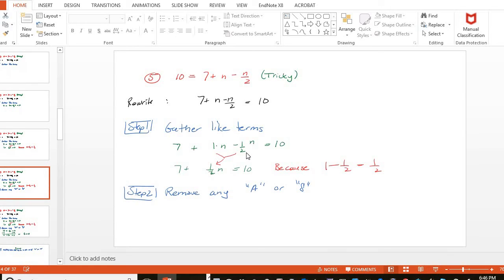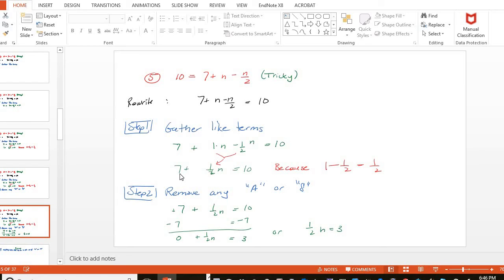Okay, so now where I'm at is I have 7 plus a half n is 10. Agree? Mm-hmm. Now I have to get rid of anything that's added or subtracted. It may not look like it, but this 7 is being added because it's really plus 7 plus 1/2 n. So what's the opposite of plus 7? Minus 7. So it's the same old, same old. I put a minus 7 on both sides, and I get 1/2 n is equal to 3.